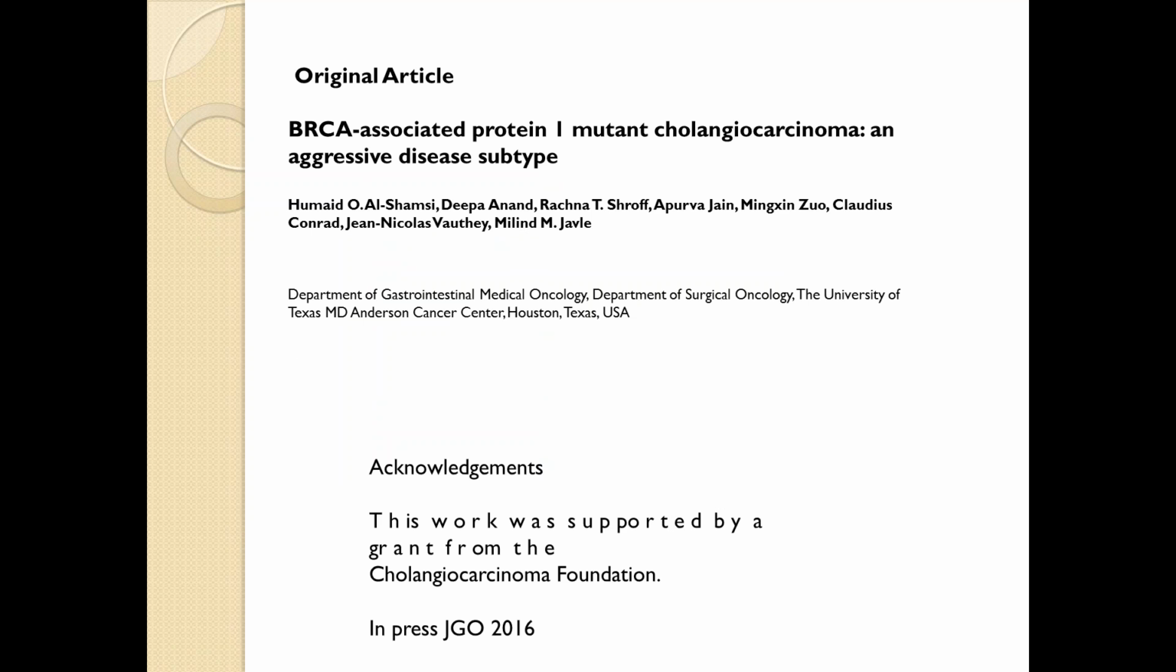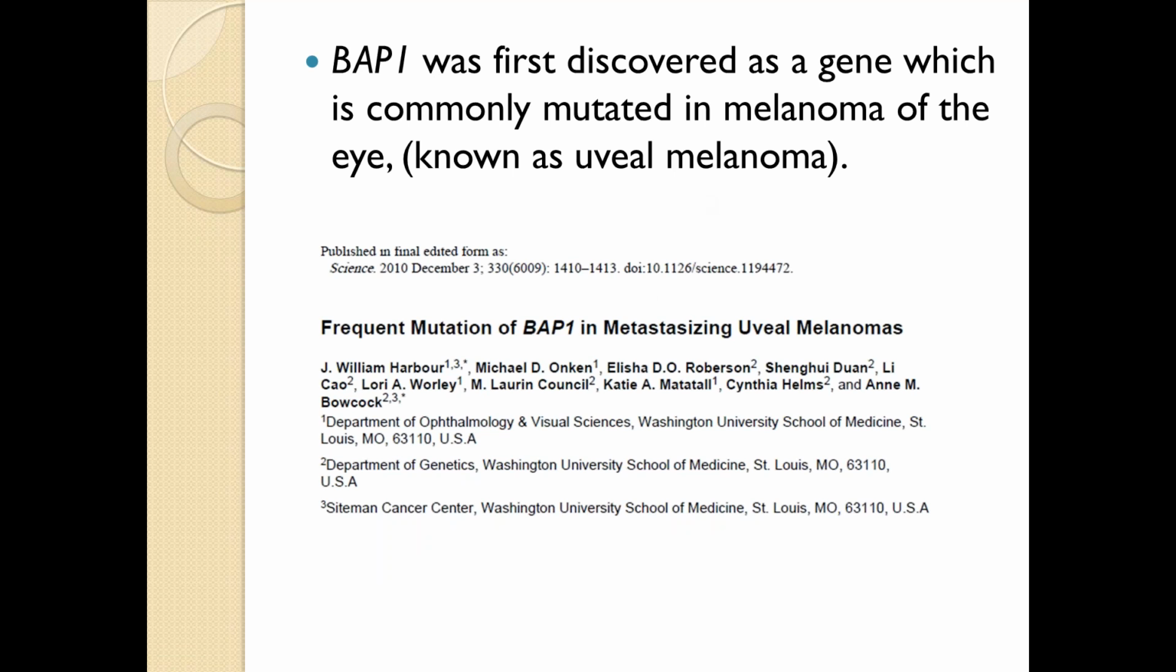So we recently, through the support of the Cholangiocarcinoma Foundation, reviewed our experience with BAP1 mutation in cholangiocarcinoma, and this paper will be published within a few weeks, which describes the clinical outcome of this mutation, the patterns of spread, as well as survival associated with it. But going further into this mutation, I want to discuss in the next few slides what exactly this mutation is, what it causes, and how we can possibly overcome it.